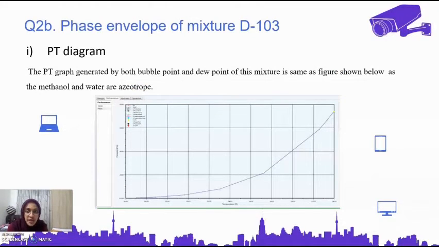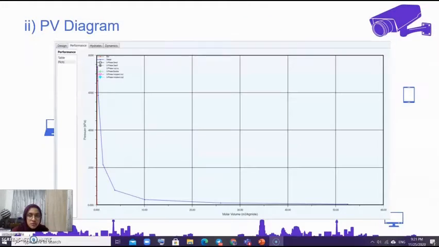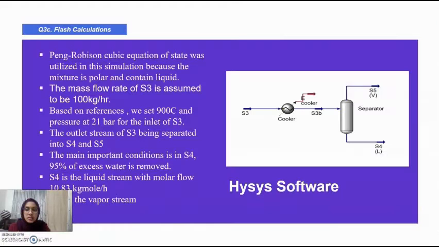For question 2, we are required to generate the phase envelope of the mixture. So this is the PT diagram. The PT diagram generated has the bubble and dew points of the mixture the same, as shown in the figure below, as methanol and water form an azeotrope. Next, this is the PV diagram generated by HYSYS.